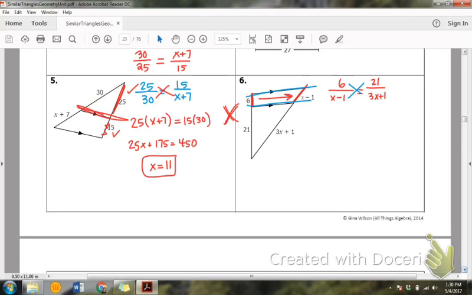We're going to cross multiply. You should have 6 times 3x plus 1. And you should have 21 times x minus 1. We said x was 9. Yes. Okay, any questions about this lesson? That was it for that one.